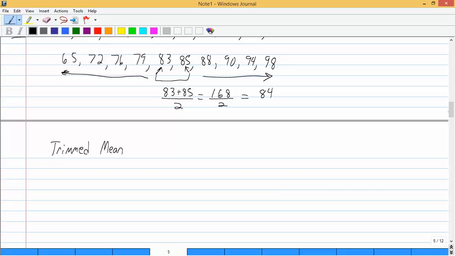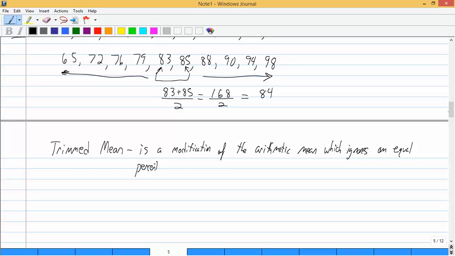A trim mean is a modification of the arithmetic mean which ignores an equal percentage of the highest and lowest data values in calculating the mean.